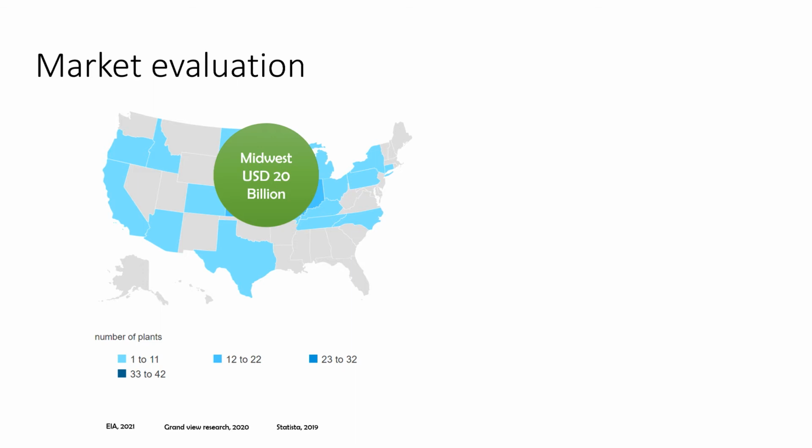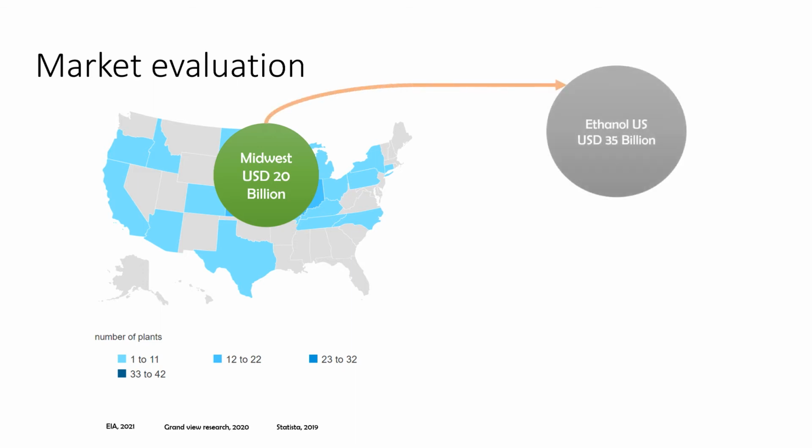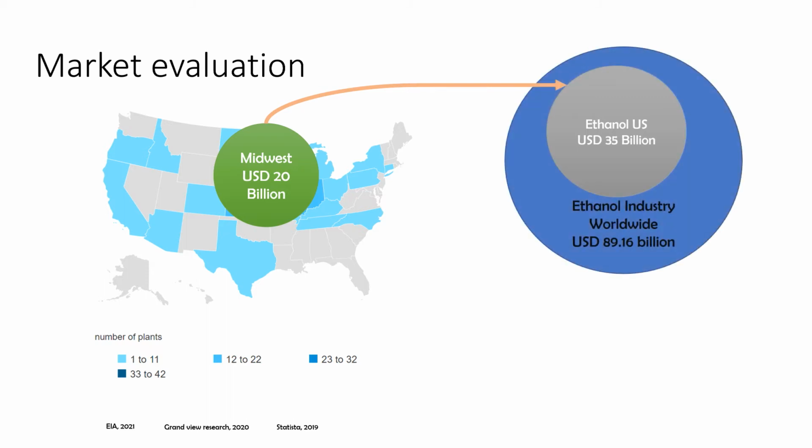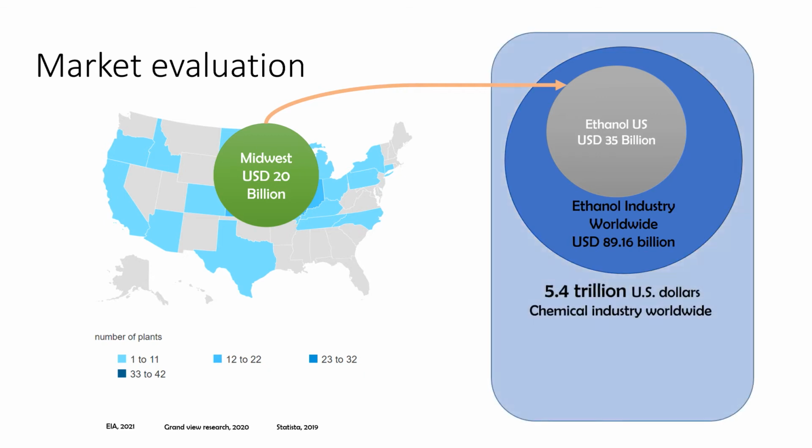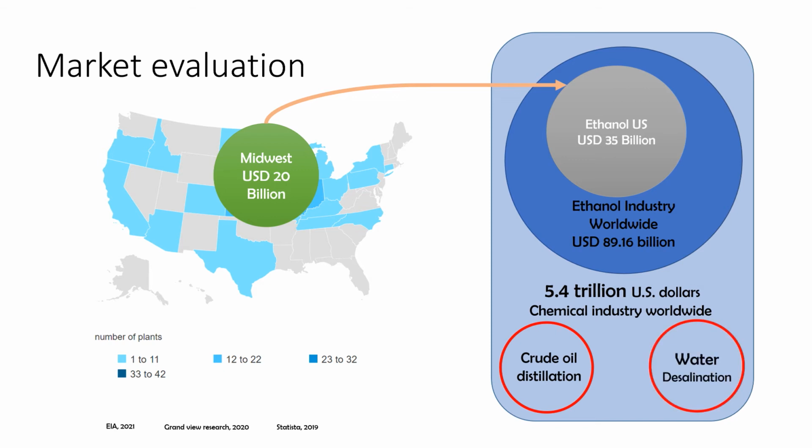We will use this as a milestone that will help us penetrate an even larger market, the ethanol production in the whole United States, which is $35 billion US. This will not only help us expand globally in the future, but it will also help us penetrate other market segments in the chemical industry, such as crude oil distillation and water desalination. Our market is the whole liquid separation industry, and we will start by dominating the ethanol production segment.